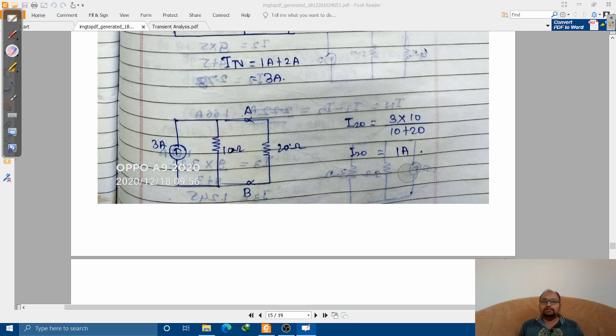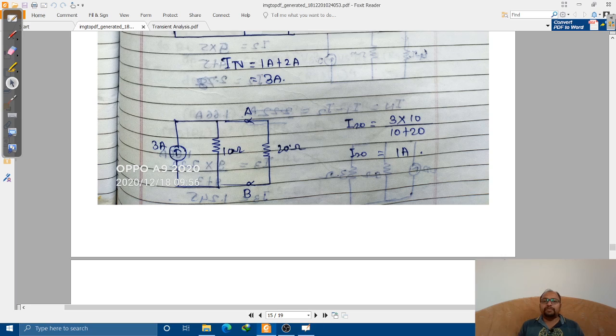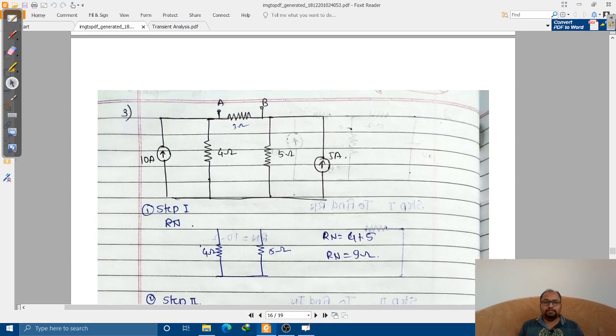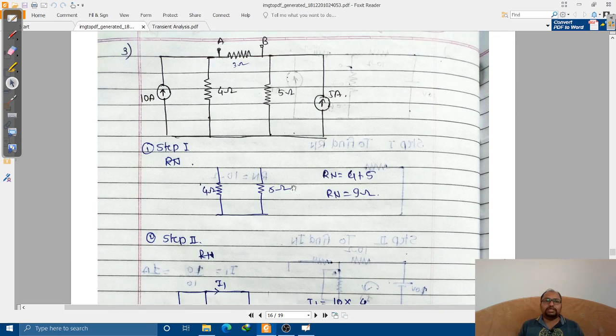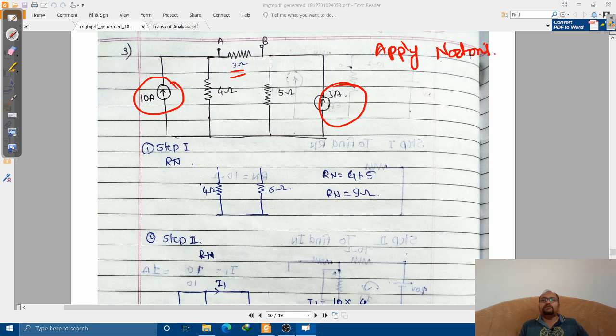So let us understand. I think the next theorem is the maximum power transfer theorem. Okay, fine. Let us take one more example and then we'll switch to the maximum power transfer theorem. Now over here both the current sources are there, and the 3 ohm resistor is there, and across that there are two terminals, terminal A and B, across which we are going to apply Norton's theorem. Such kind of questions will be there in your final examination.